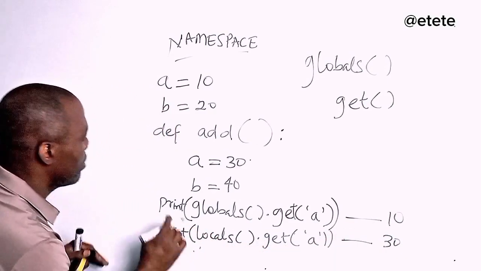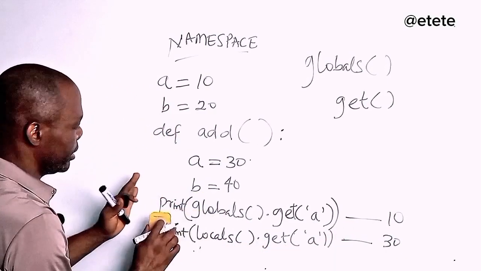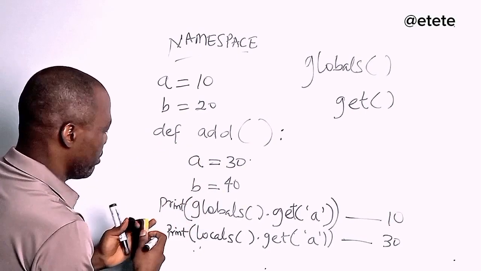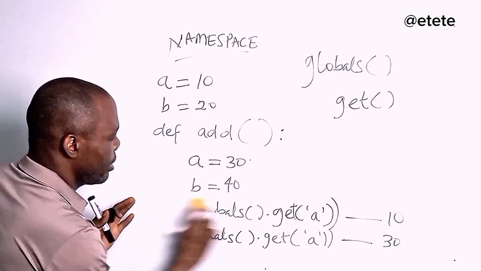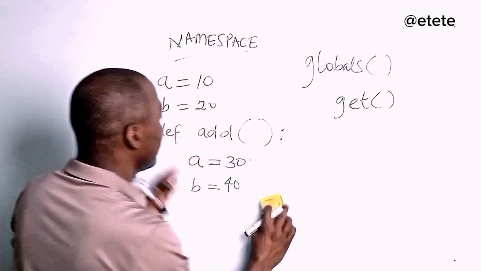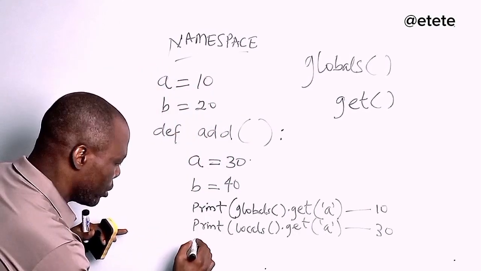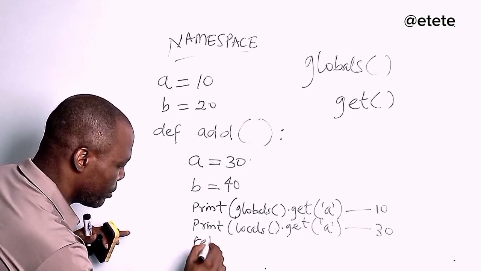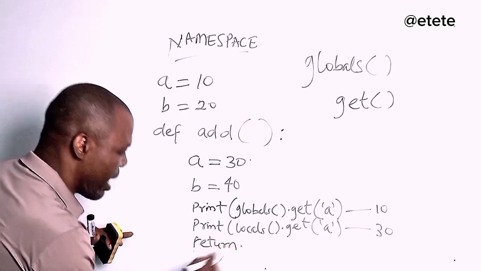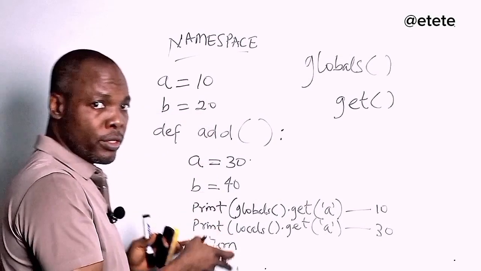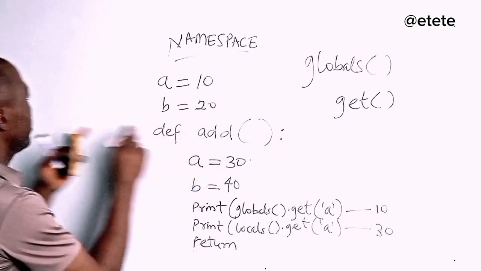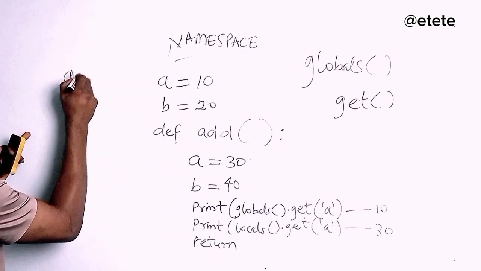Now, the way I wrote this, let's just write it properly, right? Now, I'm going to return. So I'm out of my function. I'm going to call this function. Let me call the function here.